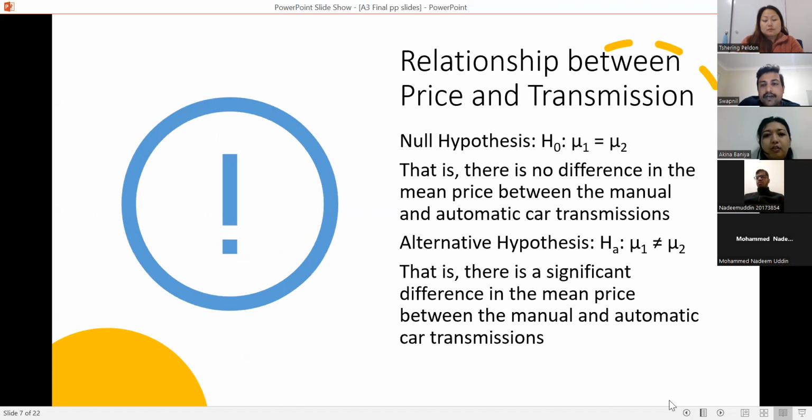As you can see here in the hypothesis, the null hypothesis H naught is mu1 equal to mu2. That is, there is no difference in the mean price between manual and automatic car transmissions. The alternative hypothesis, H1, is mu1 not equal to mu2. That is, there is a significant difference in the mean price between manual and automatic car transmissions.